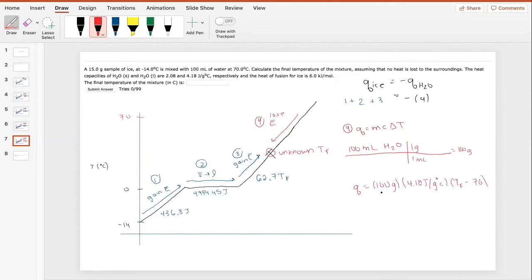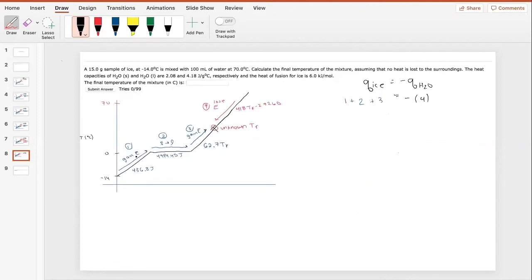Here we get that Q is equal to 100 grams times the specific heat of water as a liquid, since we started in the liquid phase, multiplied by the final temperature, our unknown, minus the initial temperature of the hot water, which was 70 degrees. And that gives us 418 TF minus 29,260.